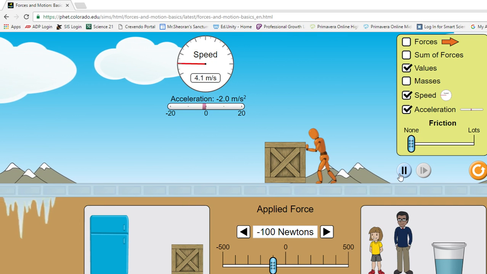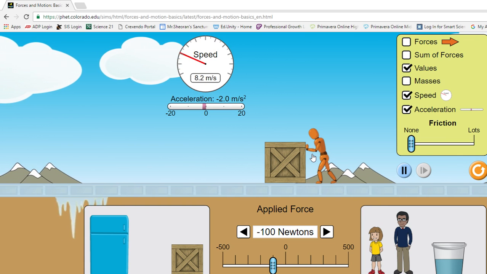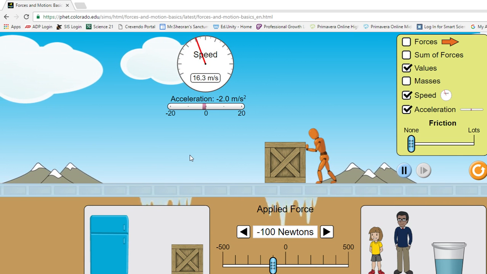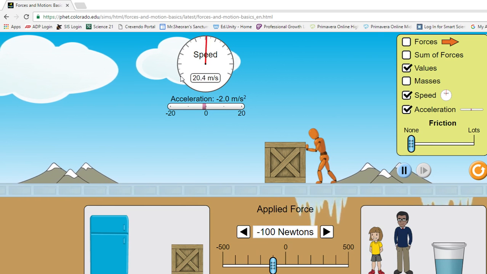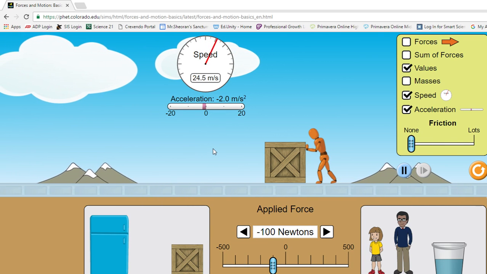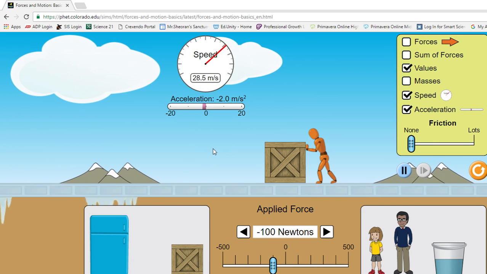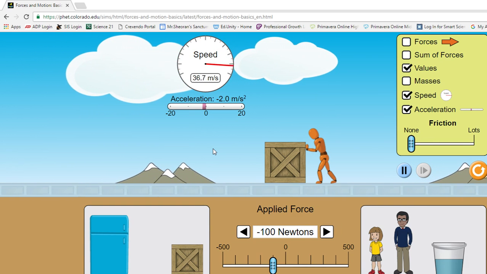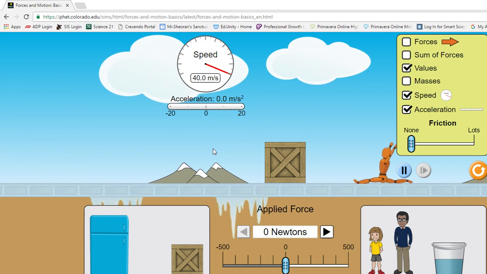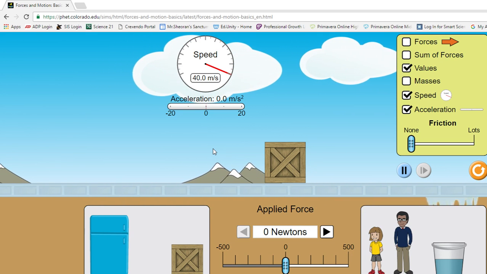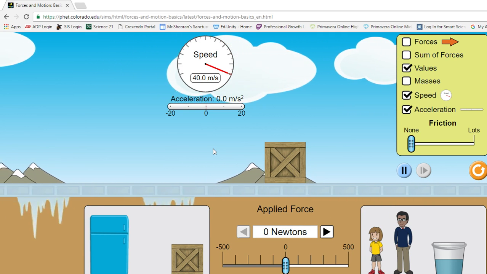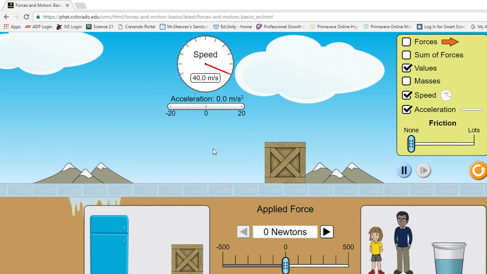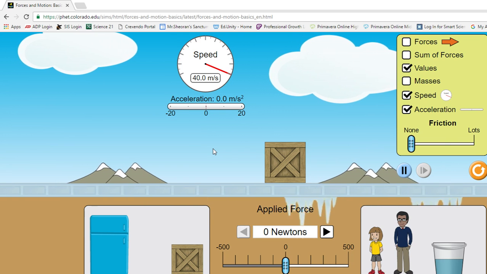Now, notice what's happened. As soon as I keep applying it, it just keeps going in the opposite direction. So once it hit 0 and I kept applying a force, the object just started moving in the opposite direction. Now, we're going to get the same situation, maxed out at 40 meters per second, but this time it's 40 meters per second in the negative direction, or to the left. Acceleration 0 because we're no longer pushing.